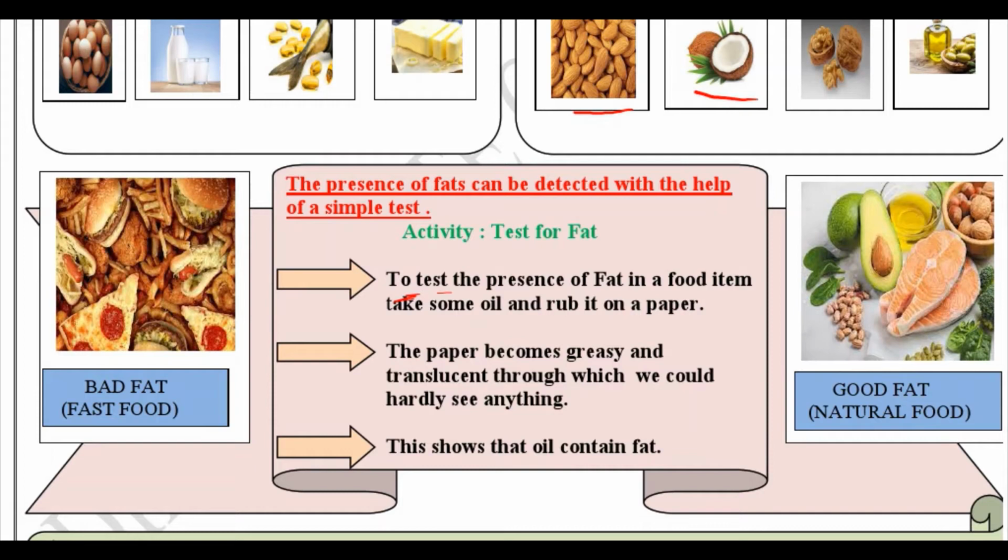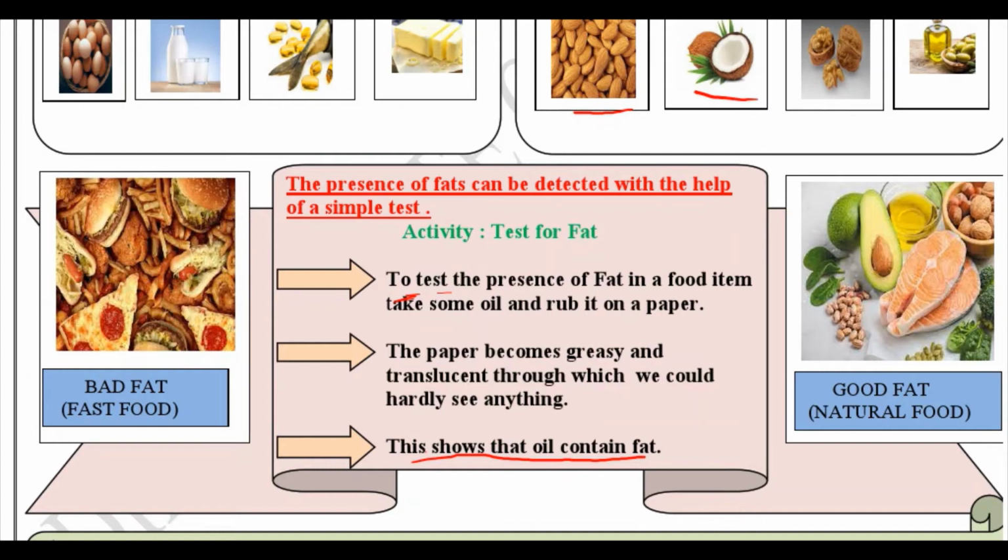Okay, so this is saying that if we have to test the presence of fat, we take some oil and then rub it on a paper. So the paper becomes greasy and translucent, through which we can hardly see anything. If that happens, that the paper becomes translucent and greasy, this shows that the oil contains fat, okay.